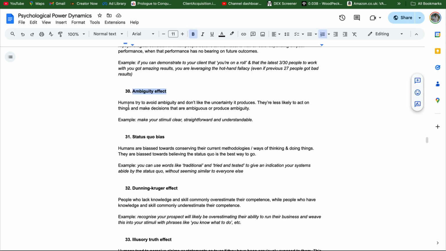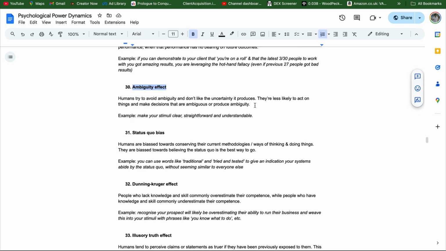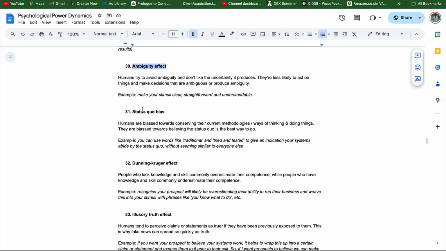Ambiguity effect. Now, humans try to avoid ambiguity and don't like the uncertainty it produces. They're less likely to act on things and make decisions that are ambiguous or produce ambiguity. Example, make your stimuli clear, straightforward, and understandable.